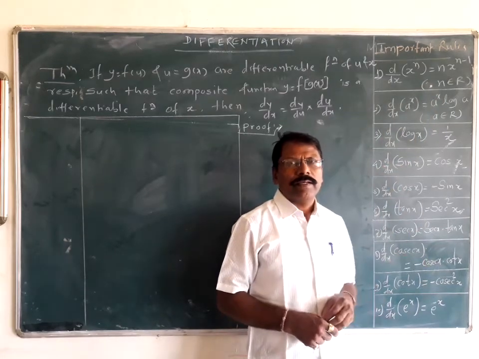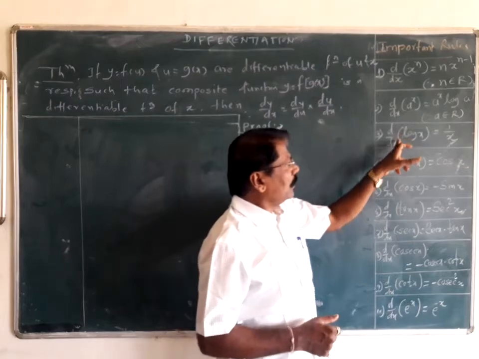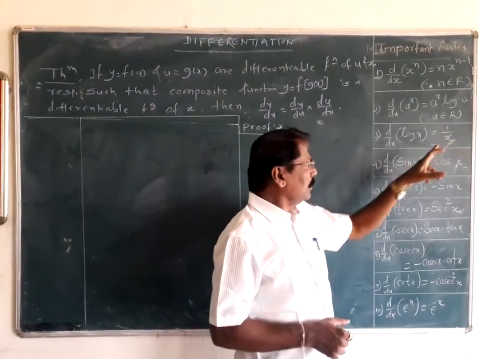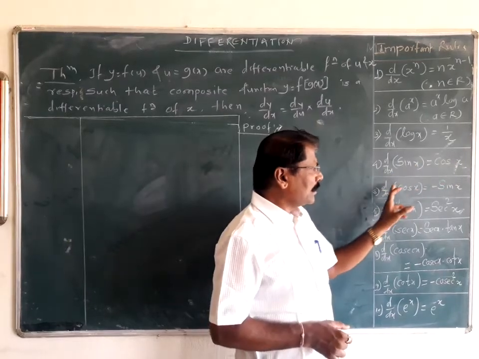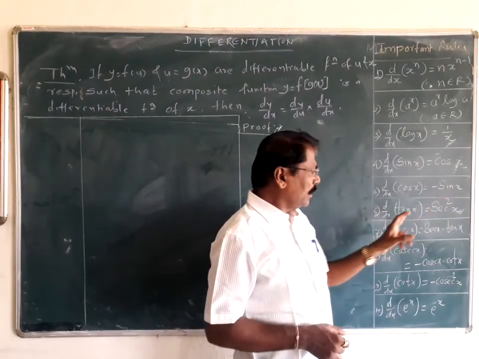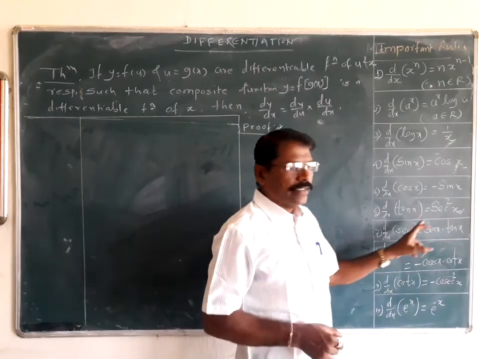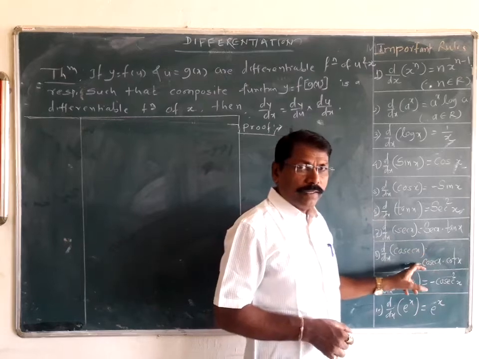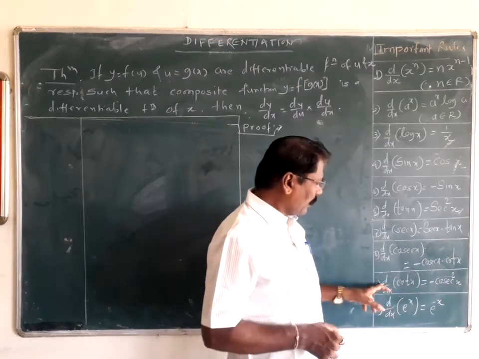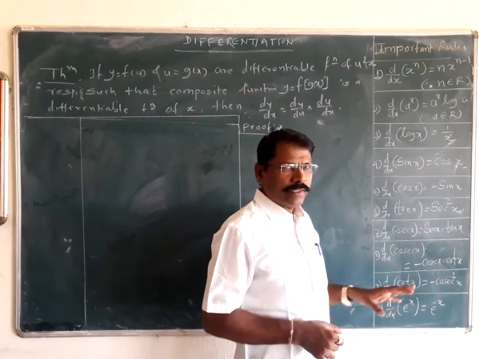For trigonometry, the angle must be in radians. Derivative of log x is 1 upon x. Derivative of sin x is cos x. Derivative of cos x is minus sin x. Derivative of tan x is sec square x. Derivative of sec x is sec x into tan x. Derivative of cosec x is minus cosec x into cot x. Derivative of cot x is minus cosec square x. And derivative of e raised to x is e raised to x.